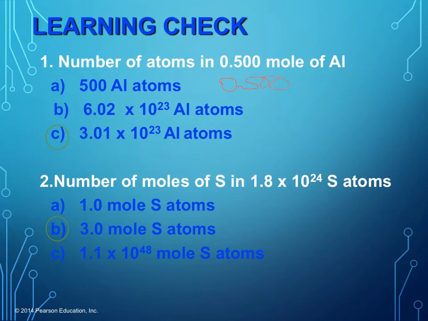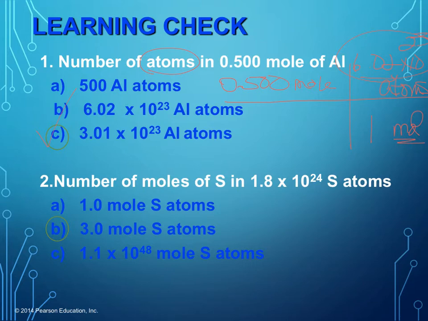Starting with 0.500 moles of aluminum, I set up my dimensional analysis. I know that I want moles on the bottom, and I'm trying to get to atoms. Those are the units that go in the numerator. I know 1 always goes in front of mole. How many atoms are there in a mole? There are 6.02 times 10 to the 23rd atoms in 1 mole. You now have a multiplication problem, 0.5 times Avogadro's number. Your correct answer is C.